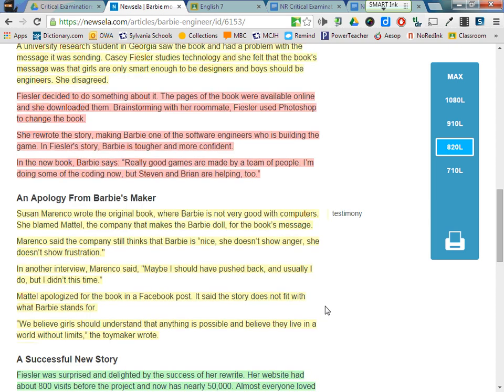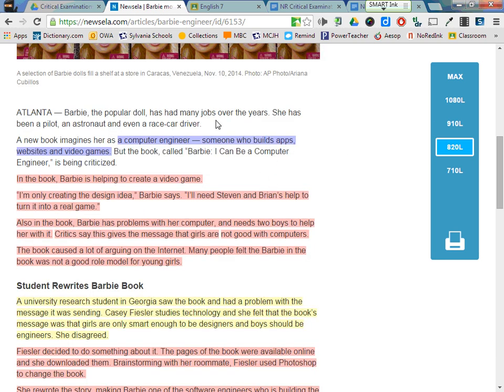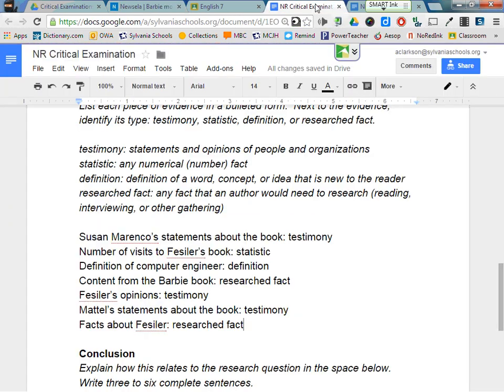Regardless, even if you don't have a highlight tool, you can take notes on a separate document. You could even, if you wished, copy and paste the text of your article into a Google document, and that would give you the ability to highlight or make notes as you wish. However you do it, you must accomplish what I've accomplished today. So I'll review from beginning to end. I've read the article, and then I've gone through each piece of evidence, ignoring topic sentence material, and I've identified what type it is. Each time I identify a type, I highlight and go back to my critical examination sheet.